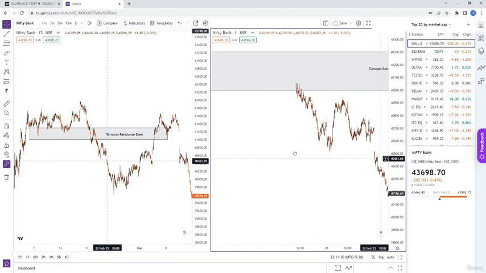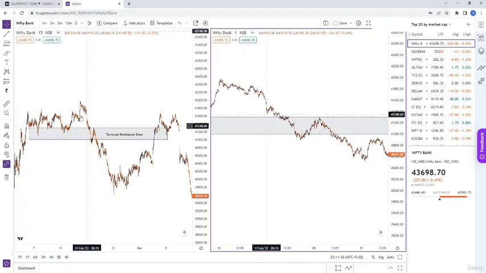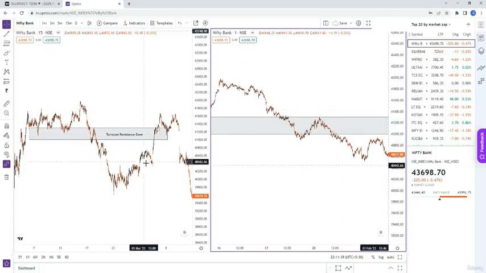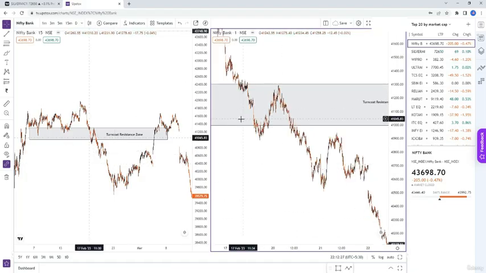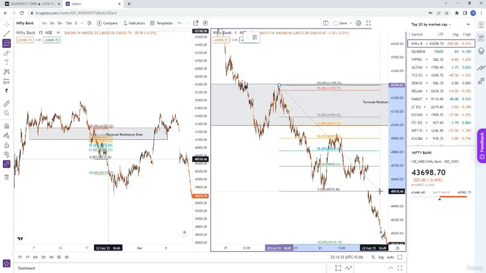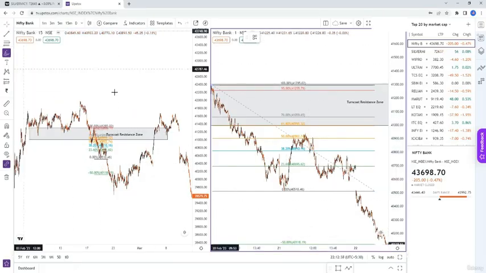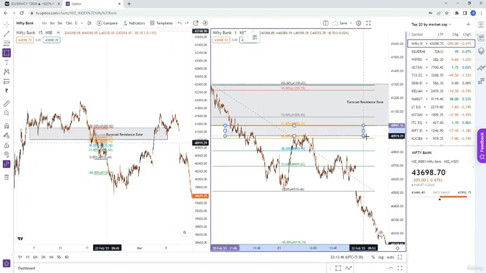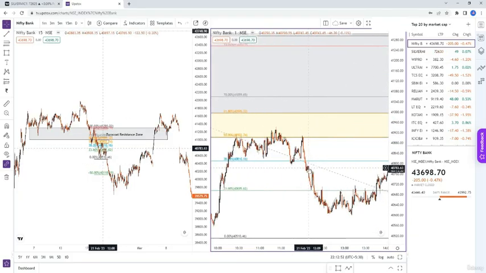Let me draw the Fibonacci on these areas. You see, multiple times we tested right here. This is the area. This is the 1 minute chart we can see, and finally we gave a strong break to the downside in the 1 minute chart. So what we will be doing here is our golden zone. Yes, this is our golden zone, and there is our 70% level.